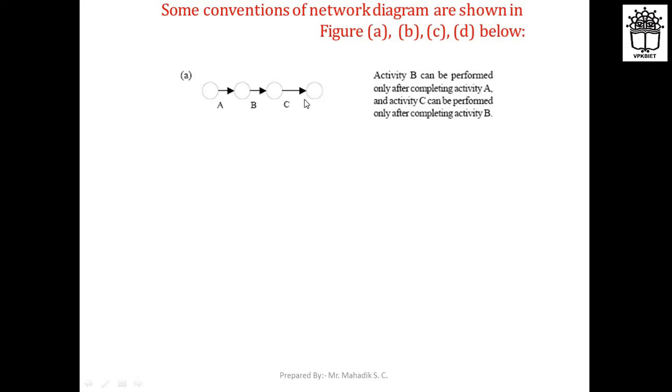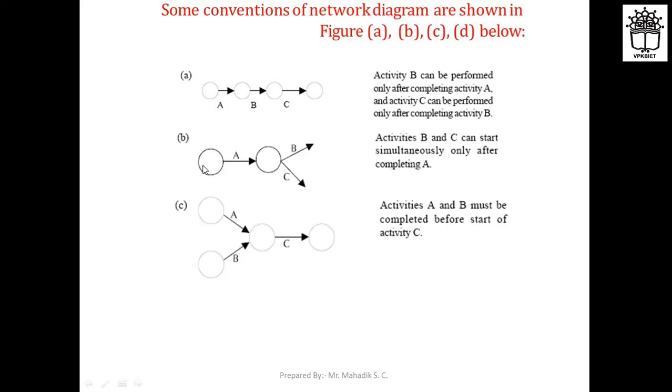So activity B, how to read this: you can see that activity B can be performed only after the completion of activity A. That means we can perform activity B only and only after completion of activity A. Same, activity C can be performed only after completing activity B. That means activity A is already done, right?